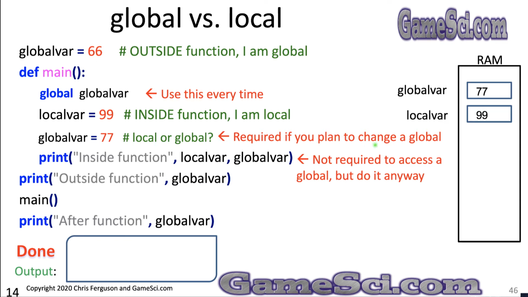Now, required if you plan to change the global variable. Turns out you don't have to use this global line if all you're going to do is print or use the variable. This becomes critical when it comes time to changing the global variable. If you don't use this line, it will create a new version. Now, it's not required to use the global keyword to access a global, but even if you only plan to access it, go ahead and use that global line. If you are expecting to use a variable that was declared at the top inside of a function, go ahead and use that global keyword.